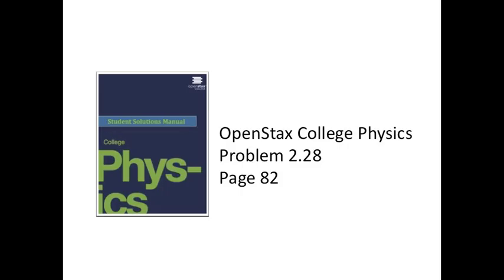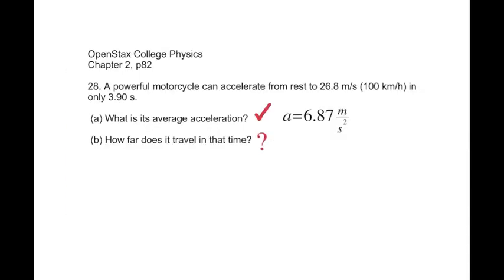I'll be continuing my discussion of the OpenStax College Physics Problem 2.28, page 82, but I'll be working on Part B. Just to remind you of the problem, it asks, a powerful motorcycle can accelerate from rest to 26.8 meters per second. That's 100 kilometers per hour in only 3.90 seconds. And the question asks, what is the average acceleration and how far does it travel in that time? And we've already solved part A, and now we're going to solve part B.